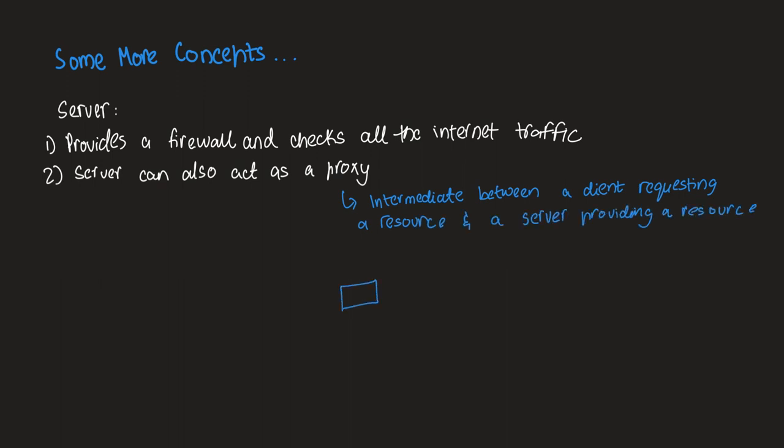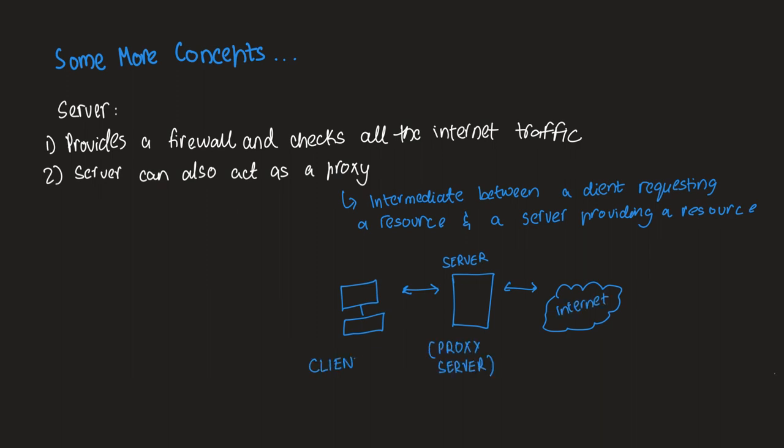This diagram shows the connection between a client, a server which acts as a proxy, and the internet, the server that is providing the resources. As you can see, the connection between the client and the internet server is not direct, but it's through another server which is called the proxy server.